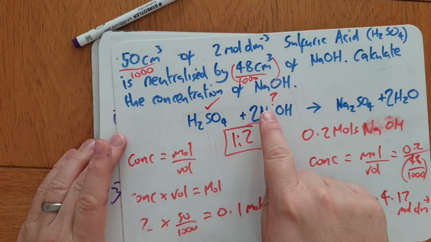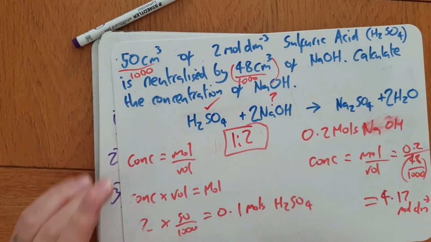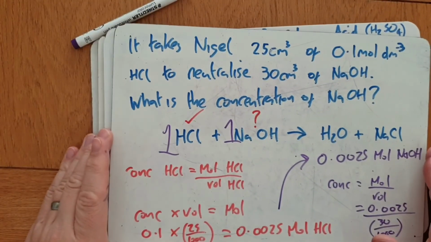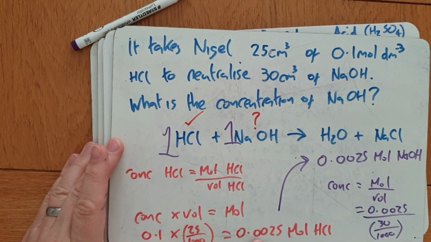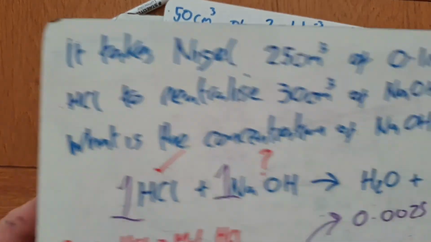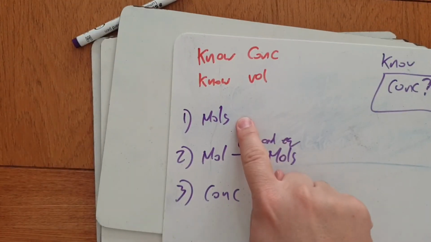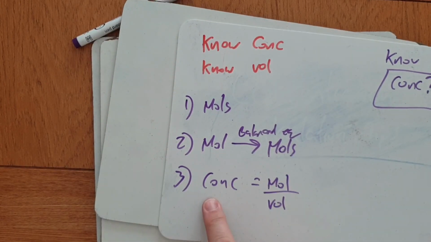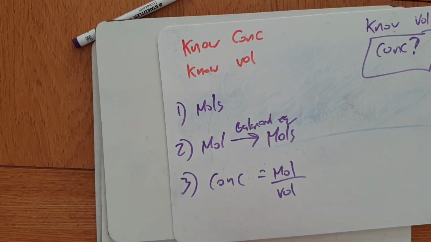Okay, so the moles into moles one is where you use the balanced equation. Like in this one where it was 1 to 2, so we had to turn 0.1 into 0.2. Or in our first question where it was 1 to 1, so we worked out moles and then that just told us the moles of the second. Okay, so work out the moles of the one you know, work out the moles of the one you don't know, and then work out the concentration that you've been asked for.